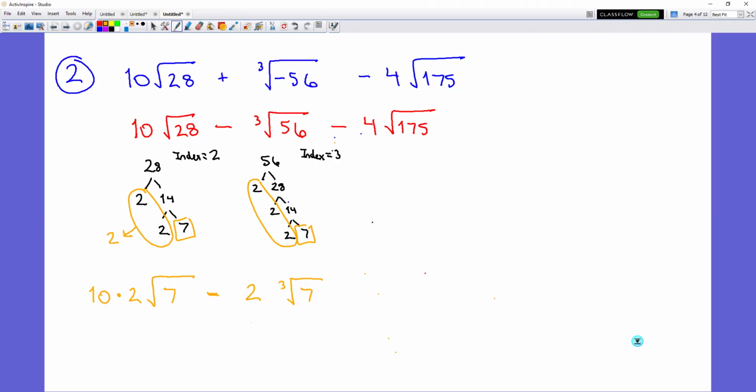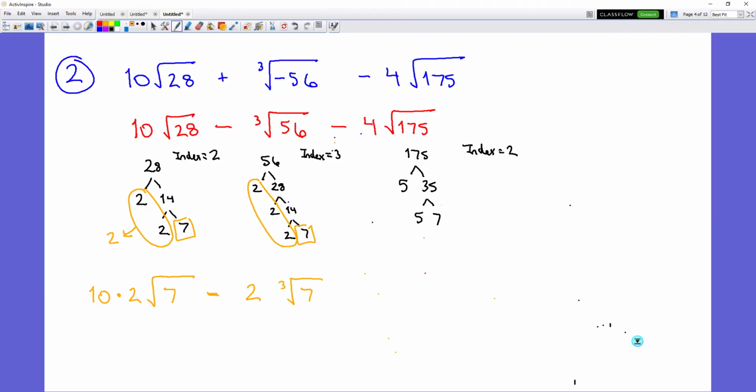Then we have the next one, which is the square root of 175. So again, that index is going to be 2. So we're going to simplify the square root of 175. So we'll have 175. So that means we're going to break this up. Let's see how we can break it up. Well, we could do, let's do 5 and 35. Okay. Then the next one for 35 is going to be 5 and 7. So again, this is a square root.